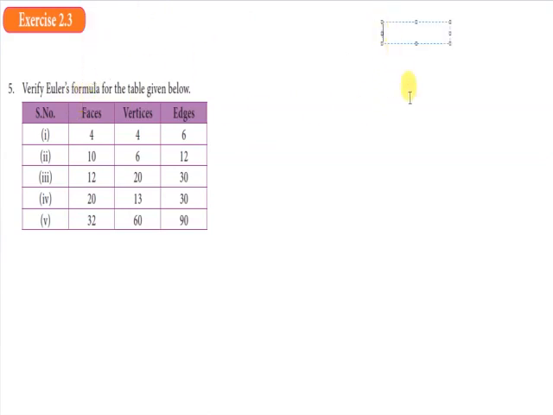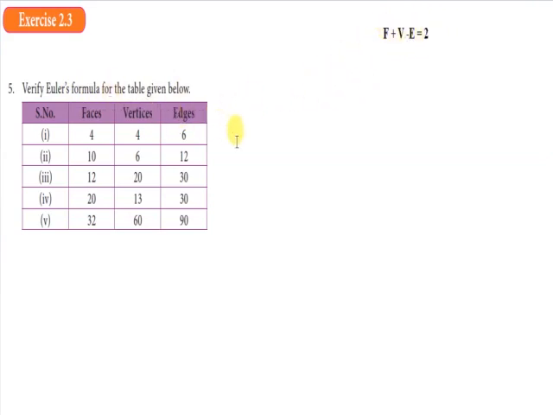So what is that? F plus the vertex minus the edges is equal to 2. F is called faces, V is called vertices, and E is called edges, correct? If this comes equal to 2, Euler's formula is satisfied; if it does not come equal to 2, we write no. If it is equal to 2, we can write yes, satisfied.